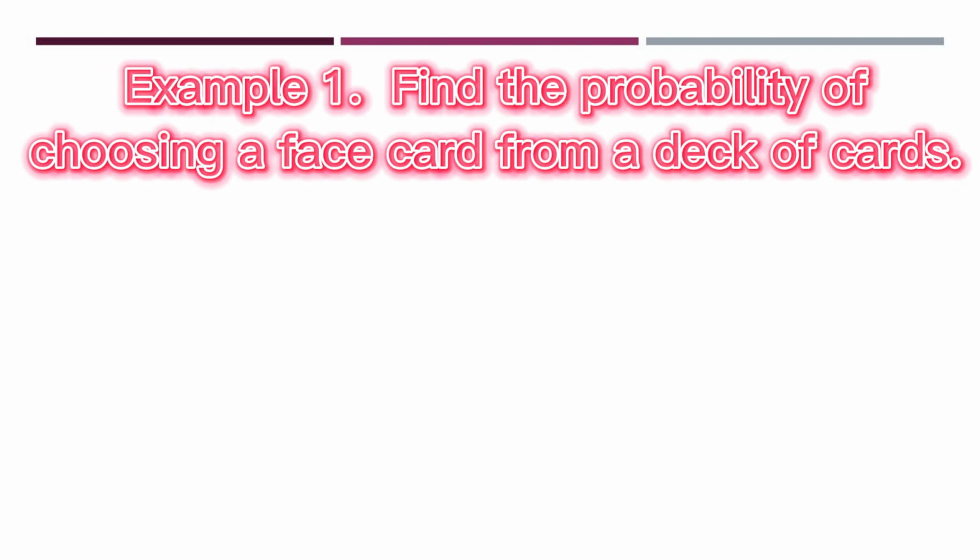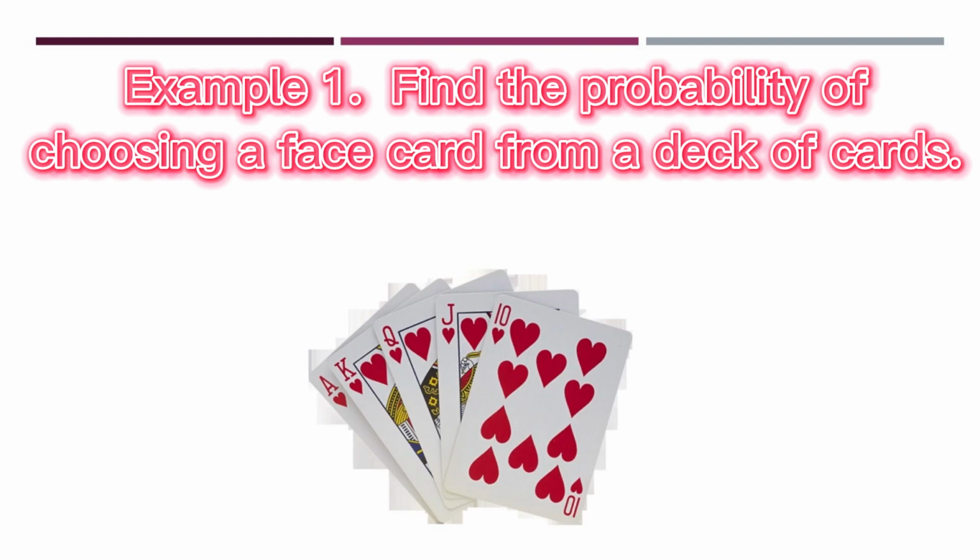Example number 1. Find the probability of choosing a face card from a deck of cards. To solve this one, we need to have an idea of what is inside a deck of cards. You have cards numbered from 2 to 10 with 4 different faces: a heart, a spade, a diamond, and a club. The hearts and diamonds are red cards while the spades and clubs are black cards.